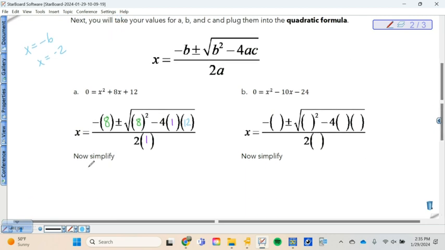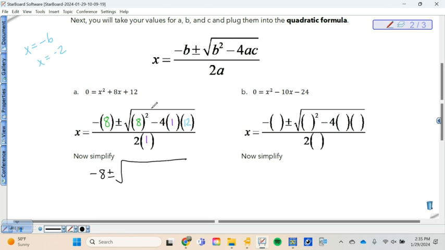Okay. Now we have to simplify. So I think you can plug this in your calculator, but you got to be really careful with your positives and negatives. So I think it's best to simplify it by hand first, and then we can use our calculator if we need to. So start by simplifying what's underneath the square root symbol. Okay, so I'm going to leave my -8 alone. I have plus or minus. Now I have this square root, and let's figure this out.